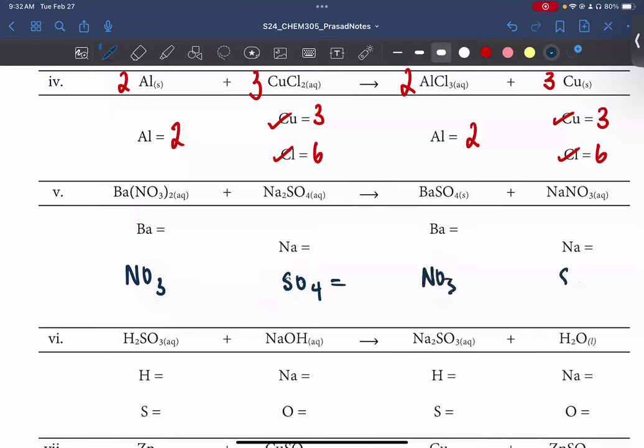NO3 and SO4. All right, on the left-hand side, we have one barium. We have two nitrates because it's in brackets. We also have two sodiums and one sulfate on the left-hand side. On the right-hand side, again, we have one barium. We have one nitrate. We have one sodium. And finally, we have one sulfate.